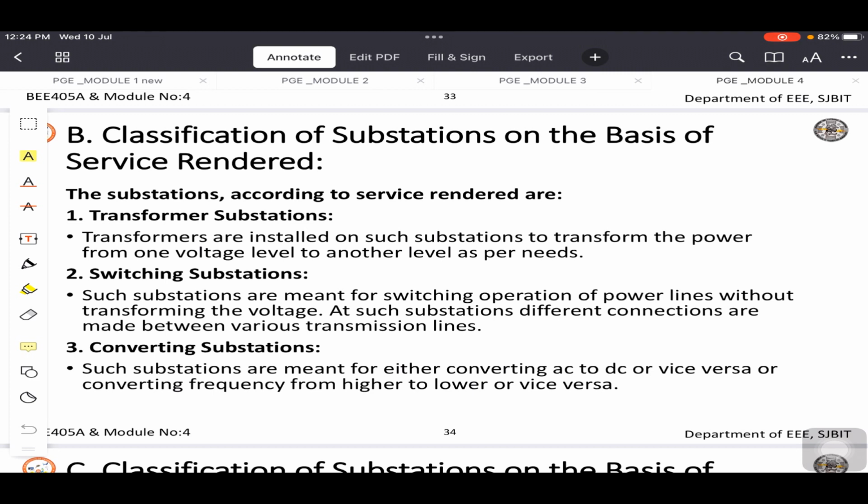Switching substation means generally the switching operation of power lines, without voltage transformation, will be carried out here. Here we have different connections made between the transmission lines, and switching operations are carried out here. Then converting substation: suppose we receive DC power in some line, that will be converted into AC or vice versa, and then it is transmitted. Such substations are called converting substations. So on the basis of service rendered, these are the 3 types.